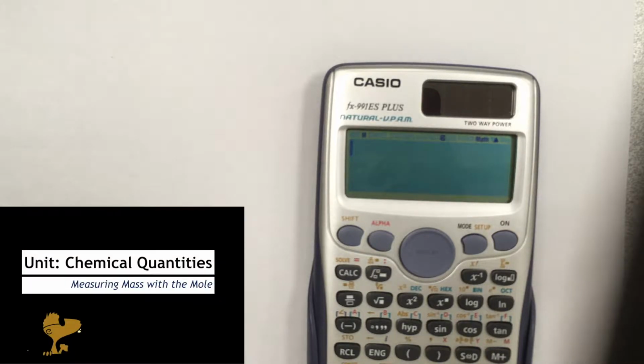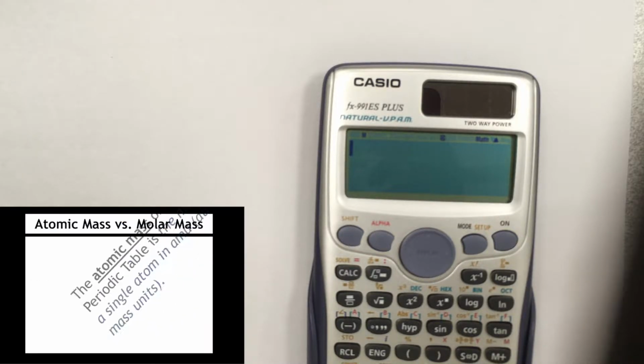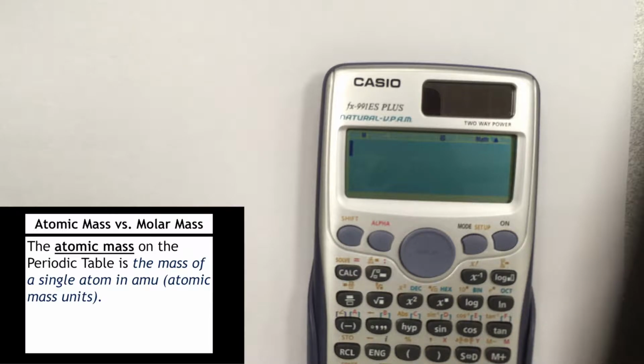Okay, so today we are going to talk about measuring mass with the mole. Basically, we're going to calculate the molar mass of something, then calculate that mass and give the number of moles, and be able to do this equation backwards and forwards. So atomic mass versus molar mass, the numbers really are the same. It's just the units that are changing.